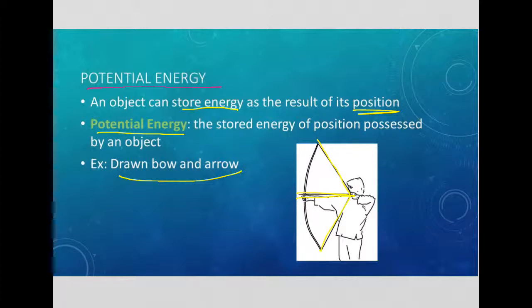If the bow was merely, I can't draw a bow, but if the string and the bow were sort of side by side and it was relaxed, this looks like a horrible bow, anyway, it would have less potential energy than when it is drawn like this.